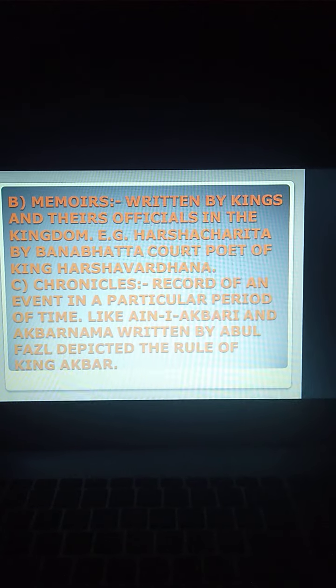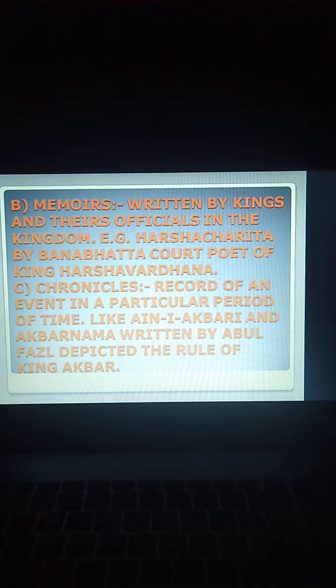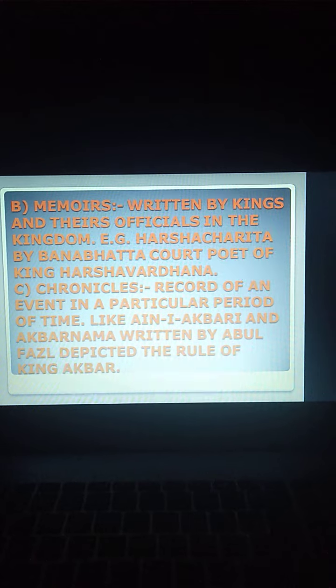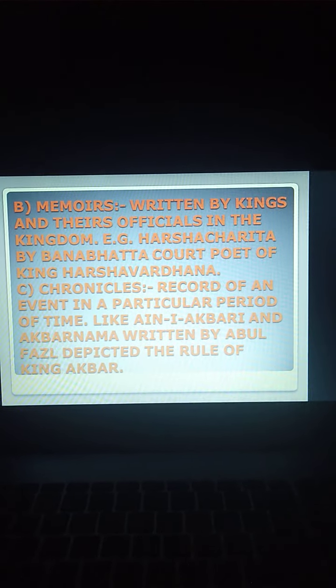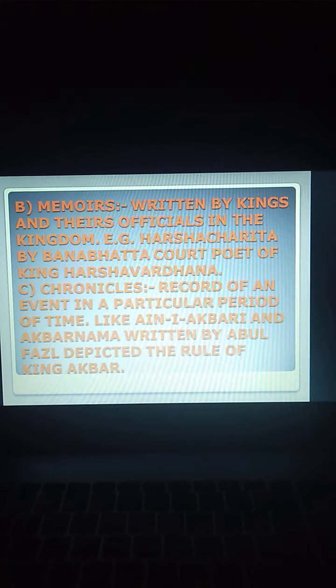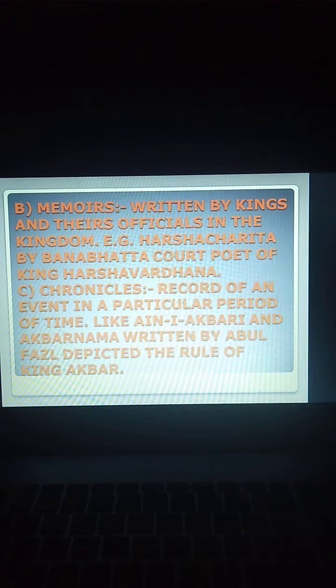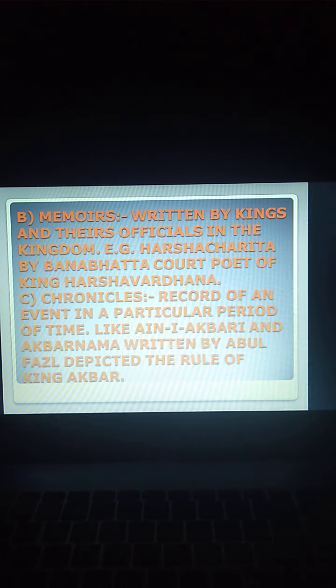Second is chronicles. These were also records of events in a particular period of time. Like the chronicles Ain-i-Akbari and Akbarnama. These were two important records of Akbar, written by Abul Fazl, who worked in the court of Akbar. Both Ain-i-Akbari and Akbarnama depicted the rule of King Akbar, and also provide us information about Akbar and his ruling period.